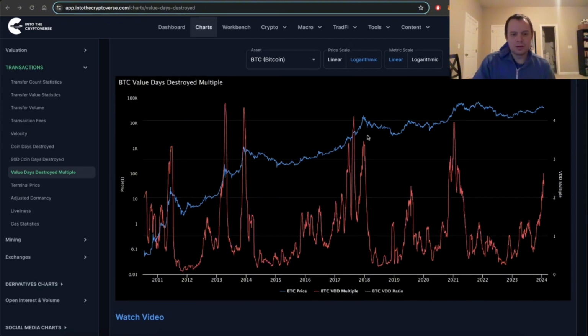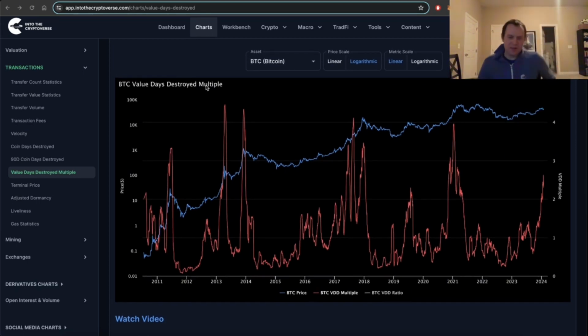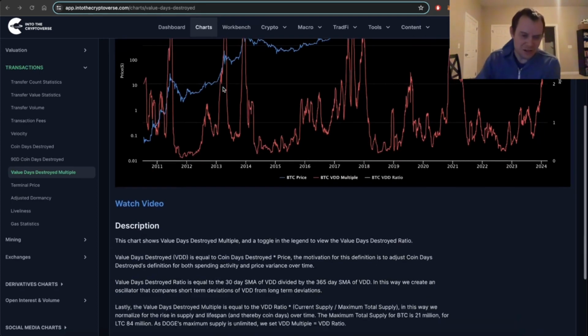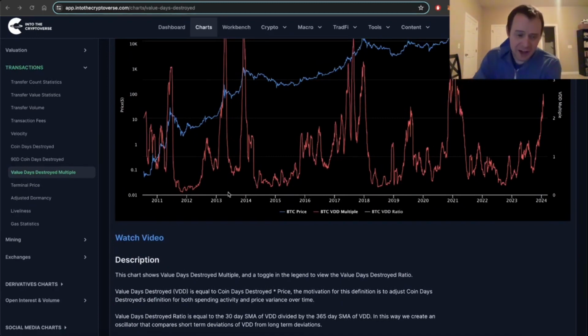So this is what the chart looks like, right? This is value days destroyed multiple. And in order to better understand this, I suppose we should first go through some definitions. All right, so the chart shows the value days destroyed multiple, and it is equal to coin days destroyed times price. Clear as mud, right? Coin days destroyed times price.